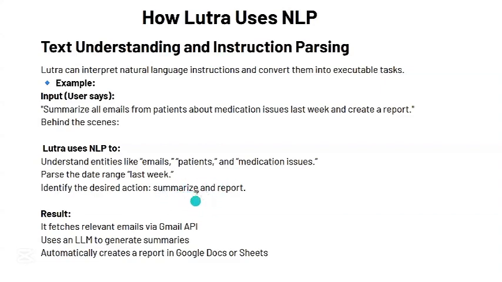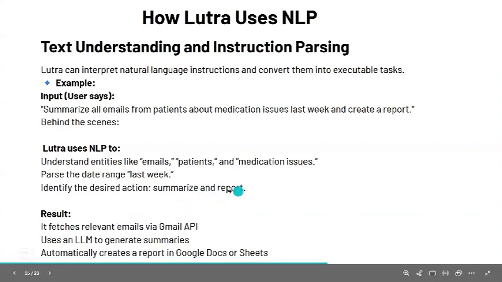Action, summarize and report. So when we say summarize and report, it can understand the result. It fetches relevant email via Gmail API. When we give the access to API, it can fetch the relevant information and uses an LLM to generate summaries. Yes, there is an inbuilt LLM.